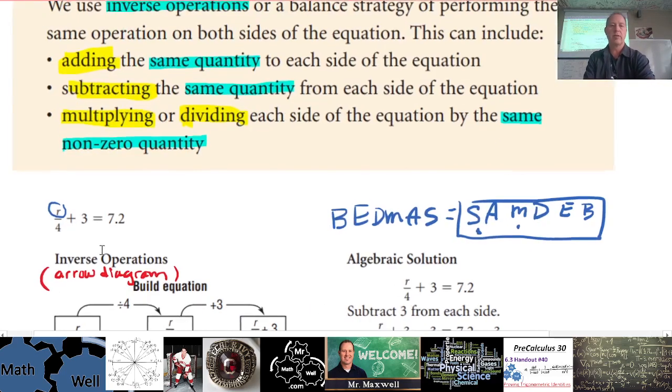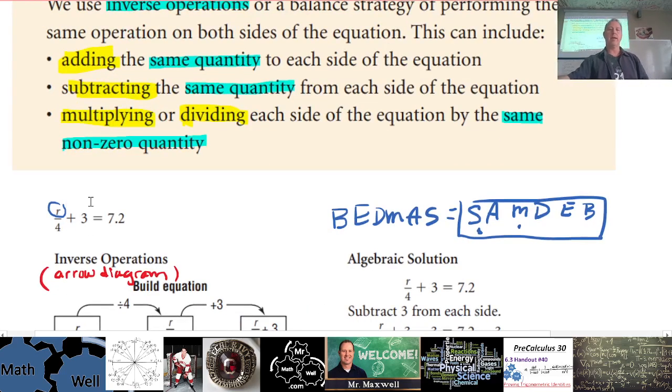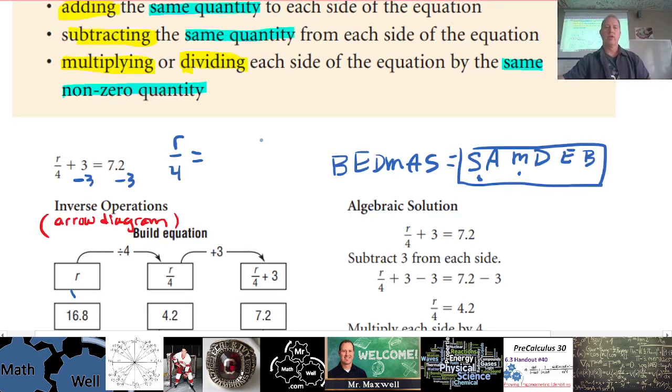So in this case, look at this equation of r divided by 4 plus 3 equals 7.2. I would start with subtraction and addition first. Here's an addition on the left side where the variable is. So I would subtract 3 first to get r over 4 equals 7.2 divided by 3. What's that? 3, 12, 2 point something.